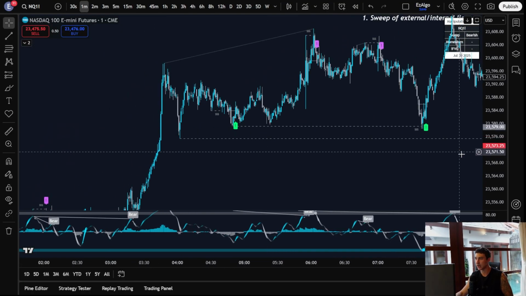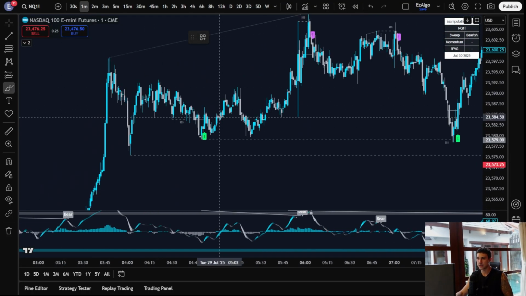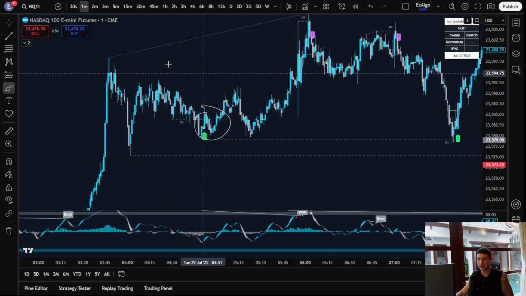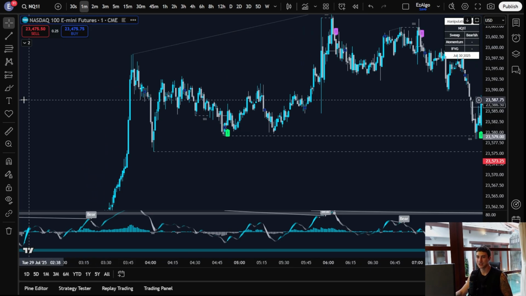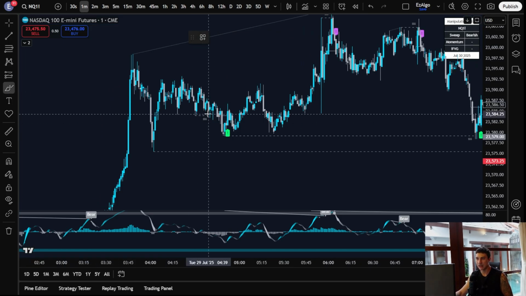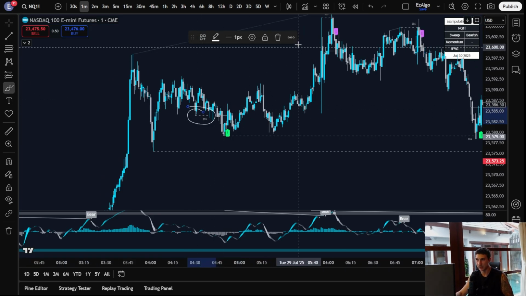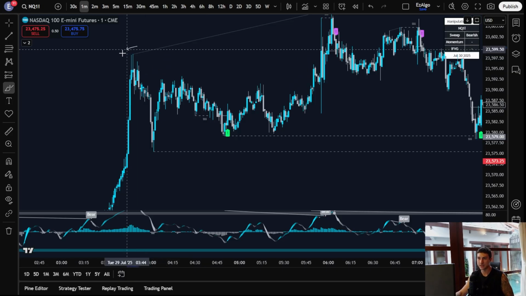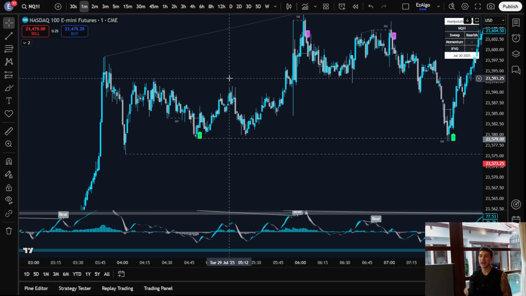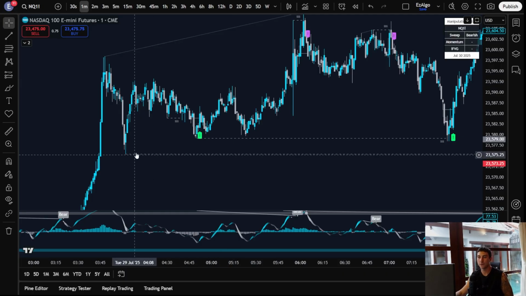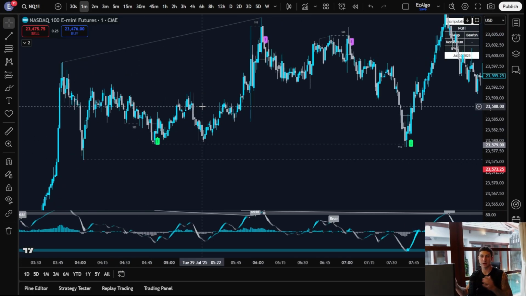For example, right here, if I look left, even though this was a V-shaped reversal and it would have hit your break even, this would not be considered an A+ setup in my opinion, because we didn't sweep an external liquidity level, we swept an internal liquidity level, right? An external liquidity level is going to be a very obvious pivot high or pivot low, or just a higher time frame liquidity level. You can go to a 5 to 15 minute time frame, look for these obvious levels, and those are going to be your external levels.